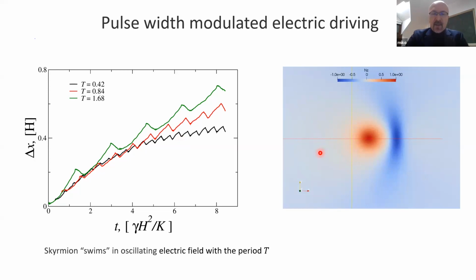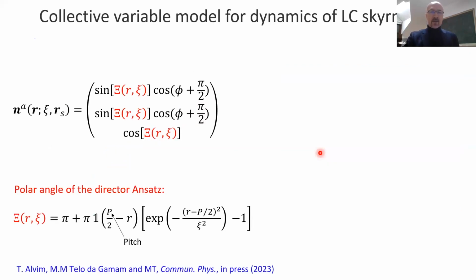What is a basic parameter, or collective variable, which would nicely encode and represent the motion of skyrmions? So we propose this so-called collective variable model for the dynamics of skyrmions, which is based in general on just 5 collective variables. We start from a very simple two-dimensional ansatz for the director field around the skyrmion, which depends on the position R. And these parameters are 3 of the collective variables.